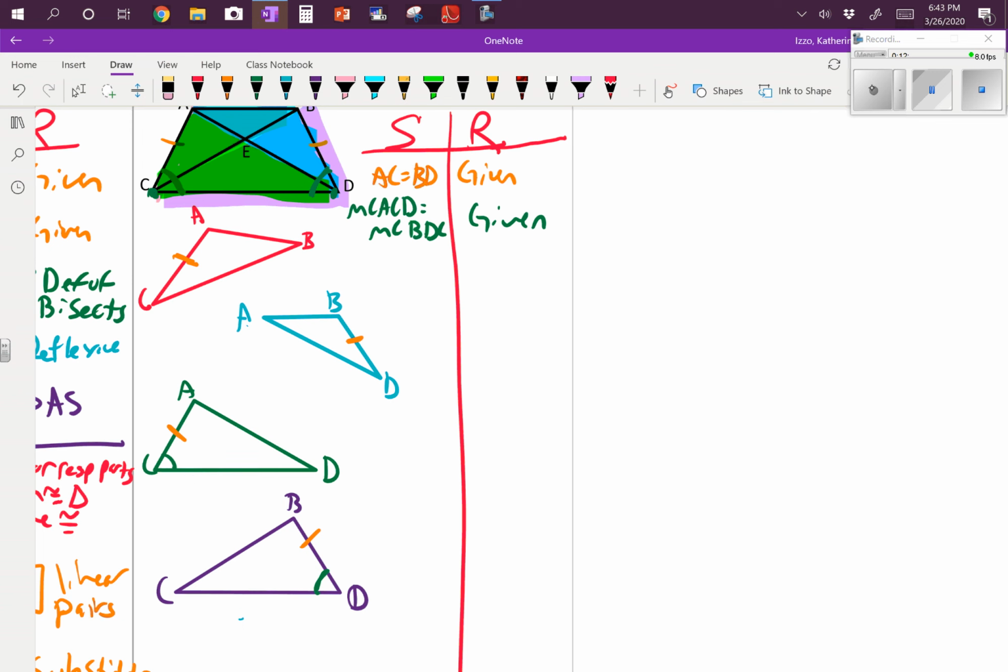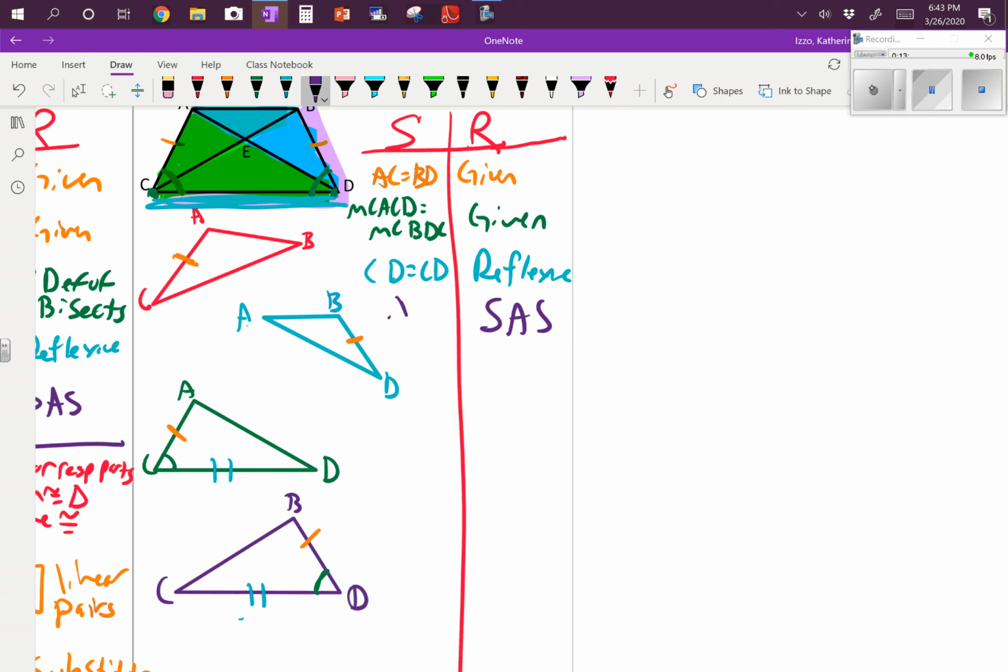That right there is a reflexive side. CD is that entire bottom. So it's the bottom of both the green and the purple. They completely overlap for that. So you can say CD equals CD by reflexive. And at that point, you can prove the green triangle and the purple triangle are congruent by side angle side. Super simple proving the green and the purple triangle congruent.